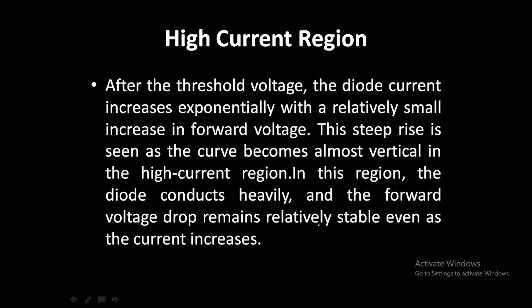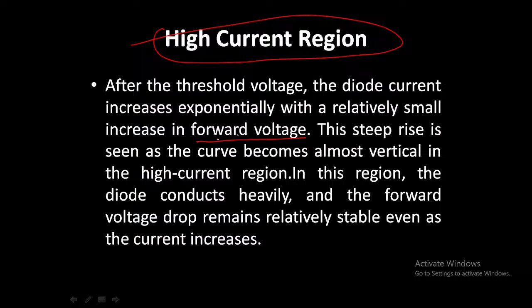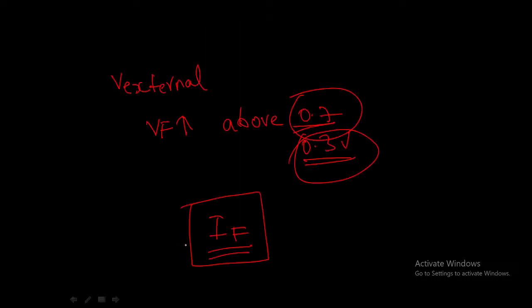Next comes the high current region. After the threshold voltage, the diode current increases exponentially with a relatively small increase in the forward voltage. The steep rise seen in the curve becomes almost vertical in the high current region. In this region, the diode conducts heavily and the forward voltage drop remains relatively stable even as the current increases.